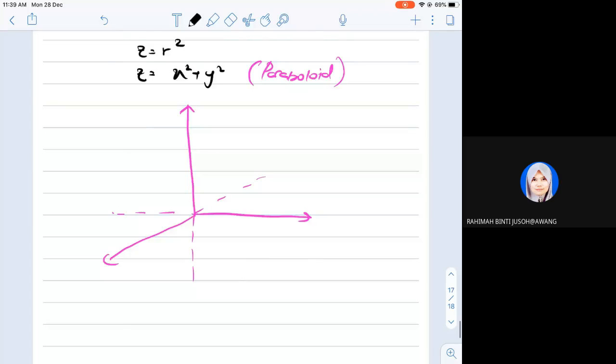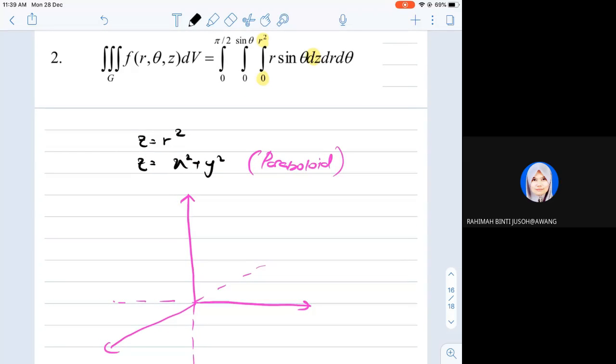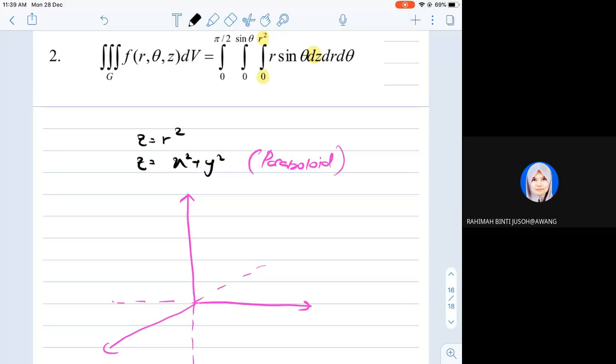Okay, but right now guys, what happened here? Okay, 0 until r squared. So we have this. Kita tak tahu kita stop sampai mana. It can be up. Okay, sebab dia start from 0 until this curve ni. This curve. Ni. Z equals to r squared.